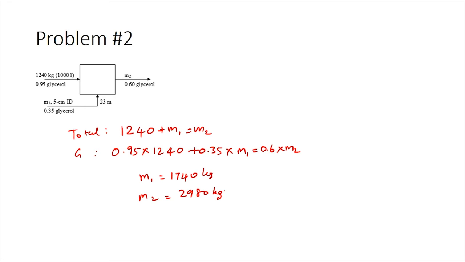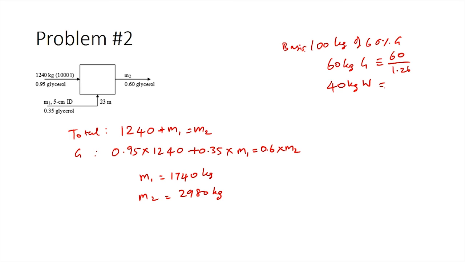The problem requires us not just to calculate the mass of 35% glycerol and 60% glycerol final solution. It has been asked that we calculate the volume of the final mixture, which is 60% glycerol. For that, we need to know the density of the final solution. So, using the same technique as earlier, we will be able to calculate the density of the final mixture. Again, assume a basis of 100 kilograms of 60% glycerol. This would be the basis for calculation of density. The 100 kilograms of 60% glycerol would contain 60 kilograms of glycerol and 40 kilograms of water.